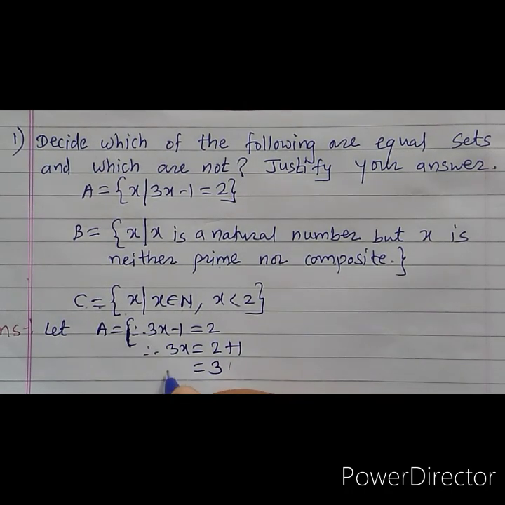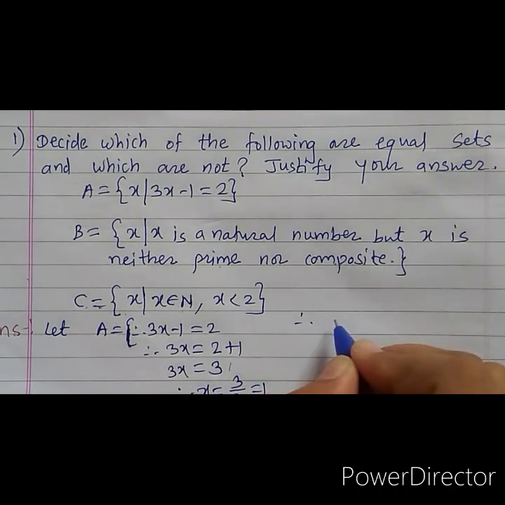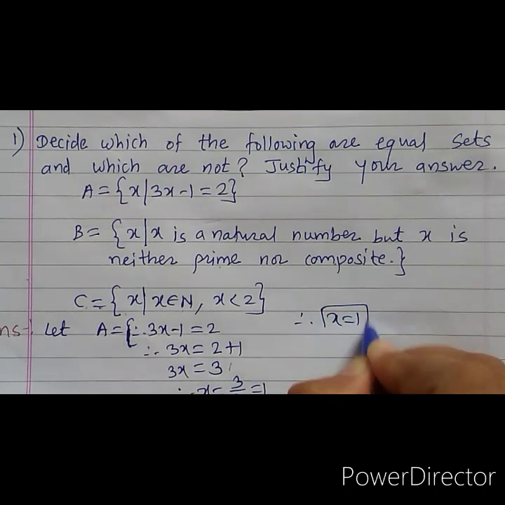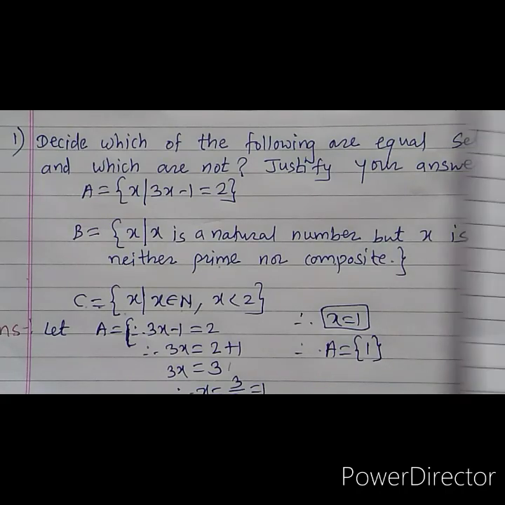2 plus 1 is 3. And therefore x is equal to 3 upon 3, that is 1. And therefore here we got x is equal to 1. So here set A is equal to a single element, that is 1. Similarly, we have to find set B.